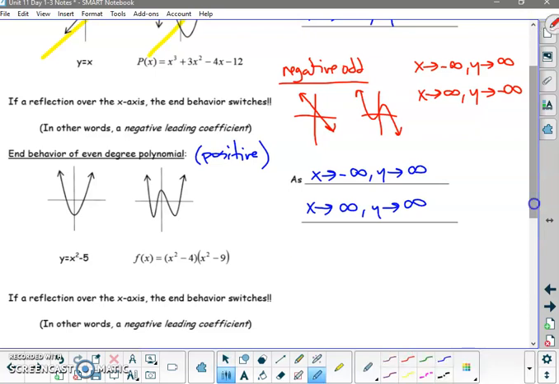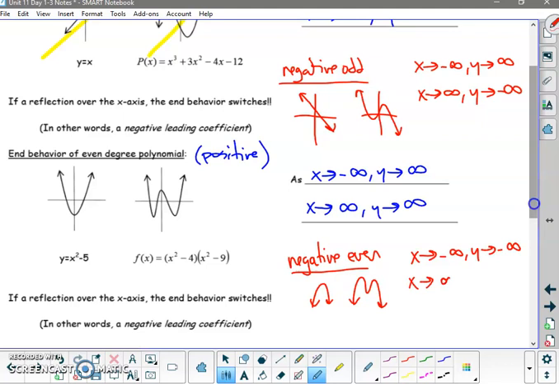Now if we think of our negative even, so you can think of your sad parabola, or if we have a quartic, 4th degree. So basically what's going to happen now is y is going to approach negative infinity. So as x approaches negative infinity, y approaches negative infinity, and as x approaches positive infinity, y again approaches negative infinity. They'll go the same direction, both down. All right, so this will wrap up the first lesson.